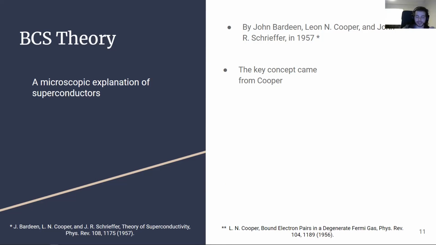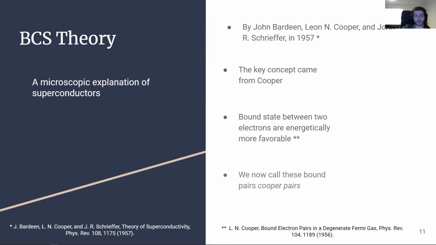And this attraction would overcome the Coulomb repulsion. So it's a net attraction. And furthermore, he used Fermi-Dirac statistics for electrons, how electrons behaved. And he showed that the paired electron state would have energy less than the Fermi energy of the material, which would imply this bound state of two electrons will be formed at low temperatures. So they will be formed, and they will be formed only at low temperatures.